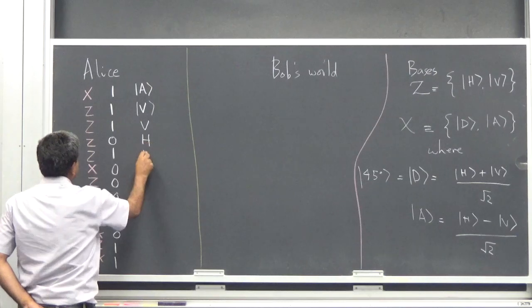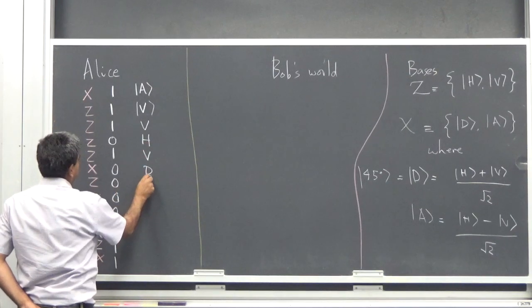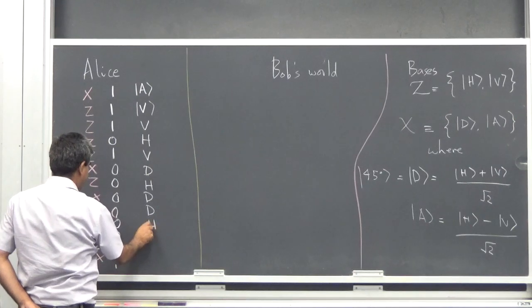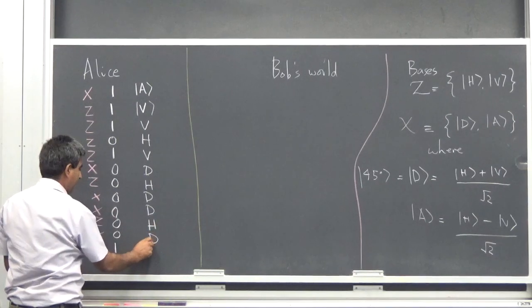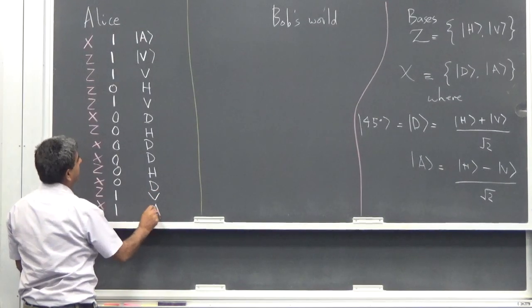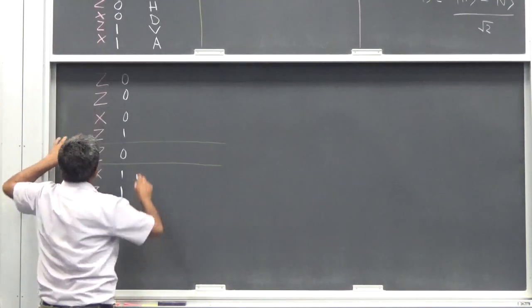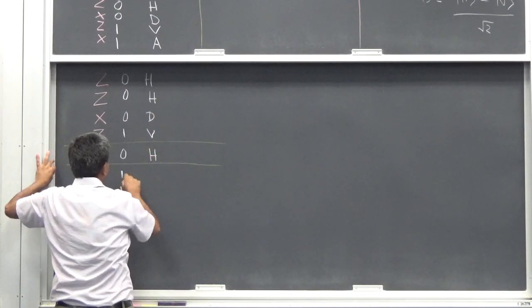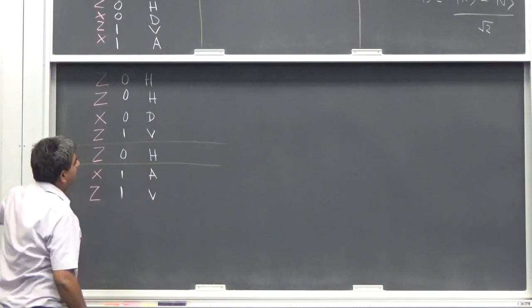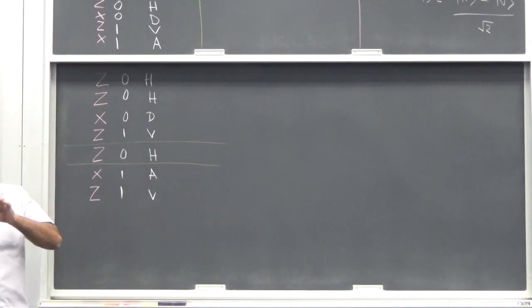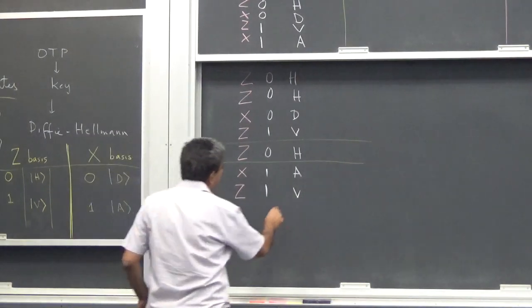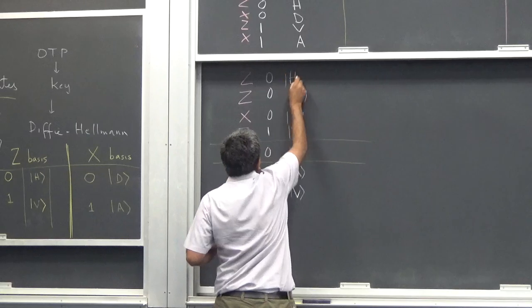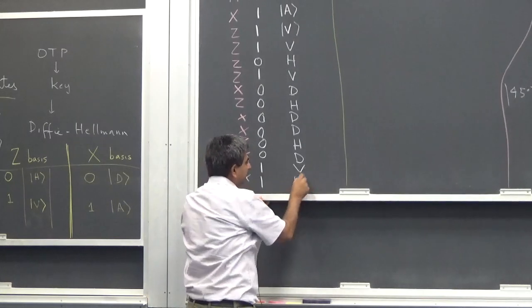This is H, B, D, H, this is D, D, H, D, V, A, H, H, D, V, H, A, and B. So she prepares qubits in her 20 time slots, which we've chosen, right? These are physical qubits, polarization states of photons. And in each time bin, she is creating a photon in a particular polarization state.